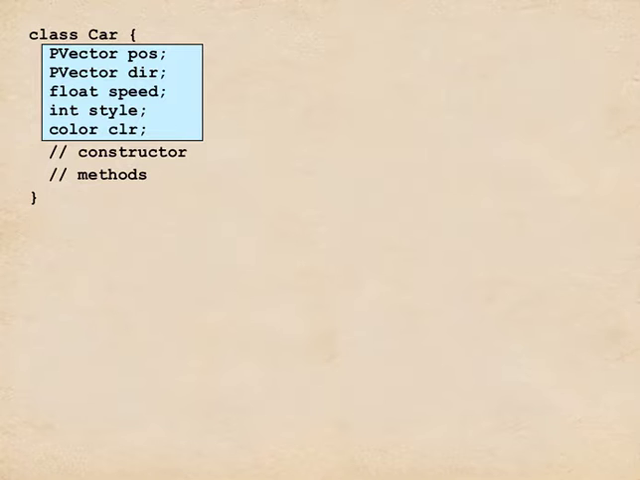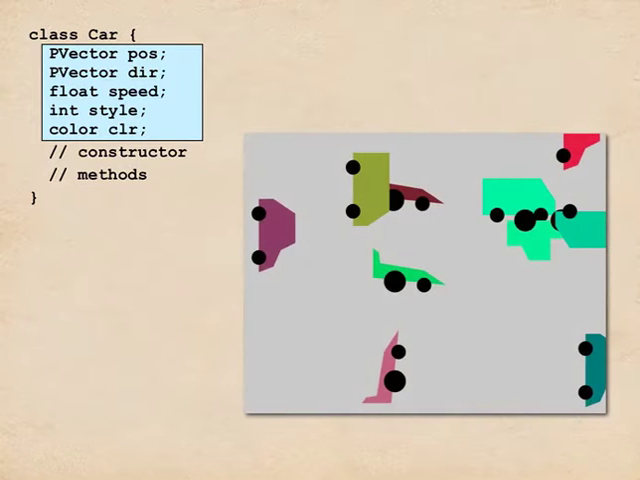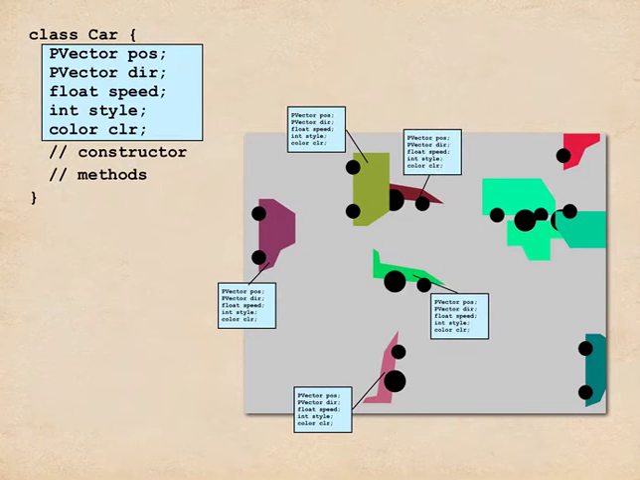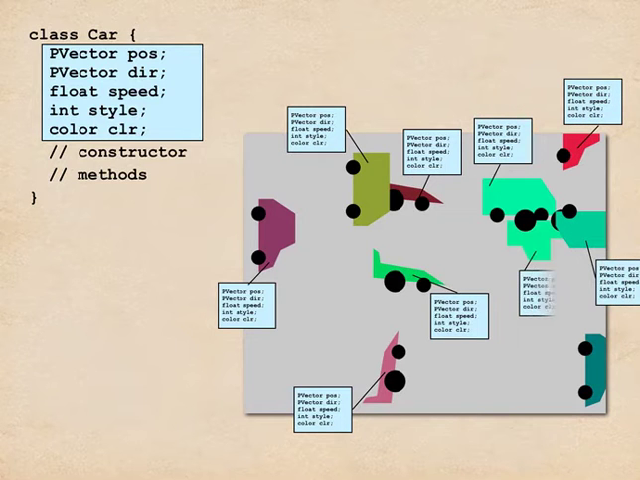Every car in our program has its own set of instance variables. So if we're drawing all these cars, this car has its own little set of 5 variables that describes where it is, what direction it's headed in, its speed, its style, and its color. Well, every other car on the screen is also carrying around its own little packet of instance variables. Every single one of them has one. So each object on the screen has its own instance variables. That's why this whole scheme works.